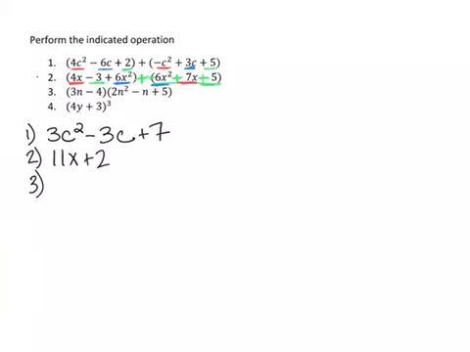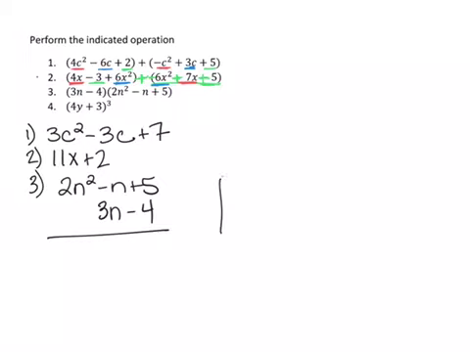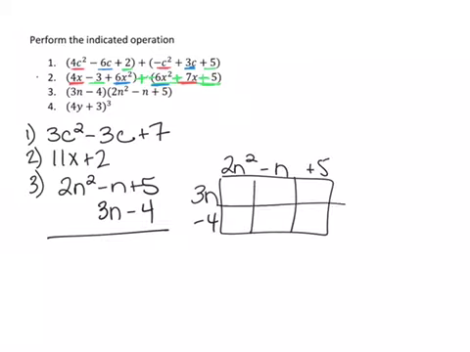Number 3 is multiplication. I like vertical multiplication: 2n squared minus n plus 5 times 3n minus 4. There's lots of ways to do this. You can use distributive property, multiply the 3n times everything. You can use the generic box, 3n minus 4, and then 2n squared minus n plus 5. I prefer the vertical multiplication. It's how you were taught to multiply in elementary school, so it kind of follows.